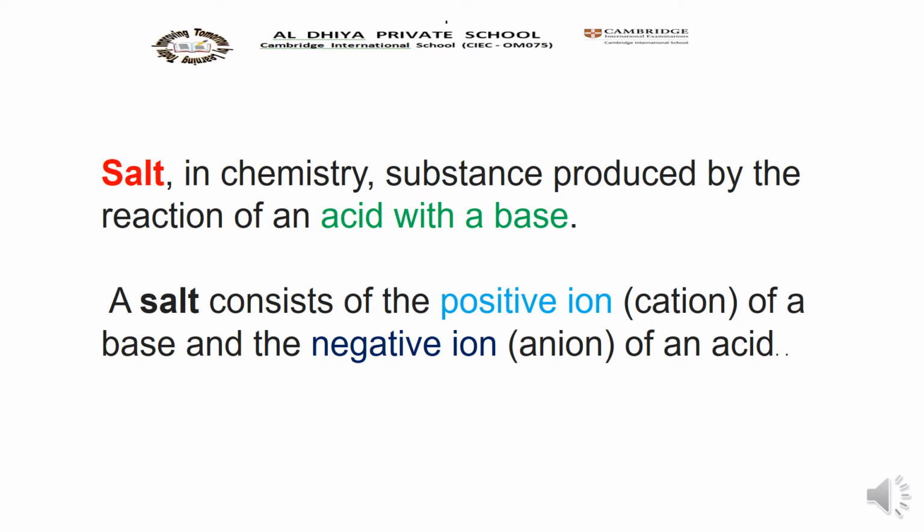What is a salt? In chemistry, salt is a substance produced by the reaction of an acid with a base. A salt consists of the positive ion of a base and the negative ion of an acid. The salts are formed when the hydrogen in an acid is replaced by a metal or ammonia.